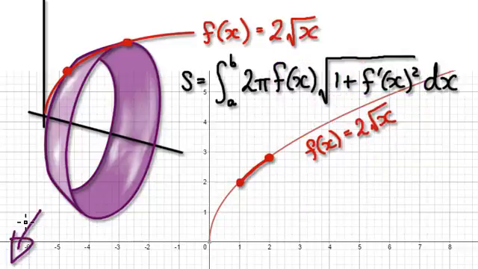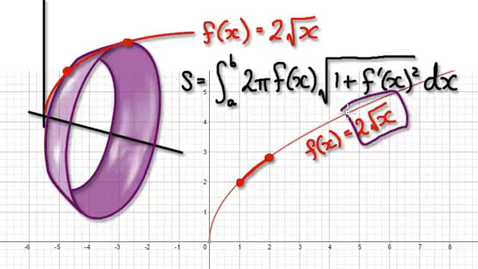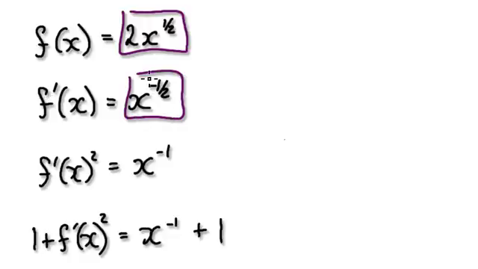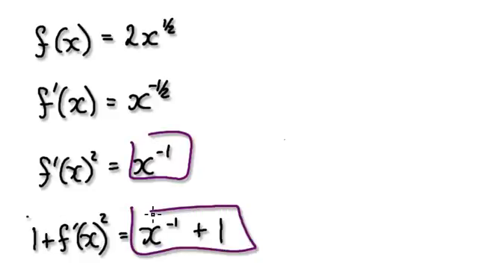Okay, so press pause and have a go. Okay, so looking at this, we need to find the first derivative. This is our function at the moment, so rewrite our function as this. We differentiate it, and it will give you this, and then square it. It will give you this, and then add 1 to it. So that will then give you this.